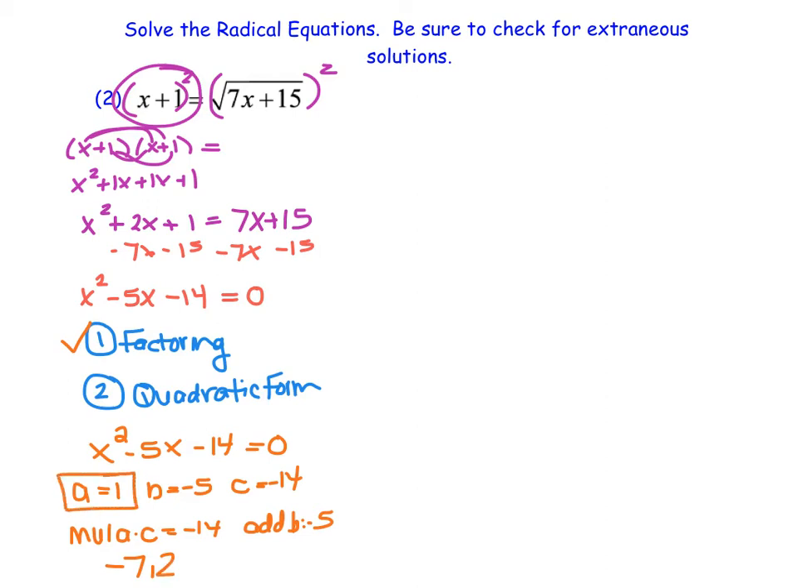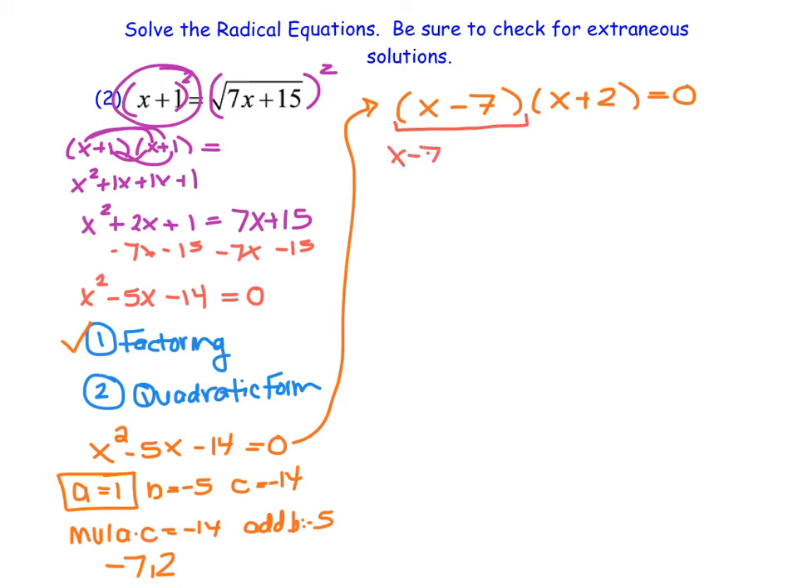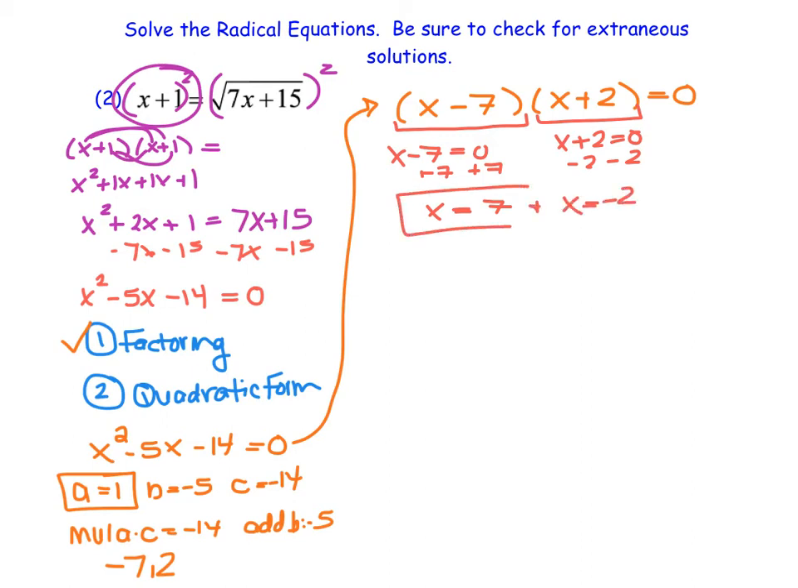Now, because my a value was 1, I can use the shortcut that we've discussed. So I can rewrite this straight into factored form, which is just going to be x minus 7 times x plus 2 is equal to 0. Now, if we use the zero product property here, we have x minus 7 could equal 0, or x plus 2 could equal 0. You add the 7 to each side, or subtract the 2, and you end up with x is equal to 7 and x is equal to negative 2. So we end up with two possible x values that could make this equation true.